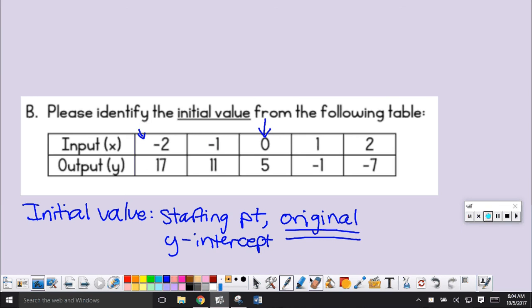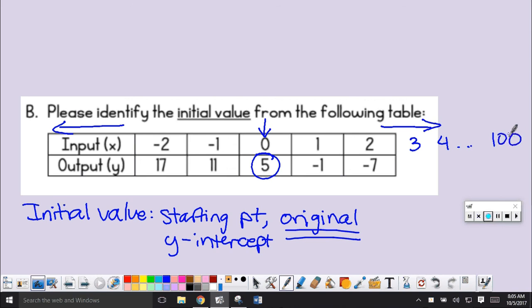So it's not the first thing that you see in the table. It's when x is equal to 0. When x is equal to 0, our y value is 5, so that is our initial value. Remember, our table can decrease any way to the left. It could decrease all the way to negative 1,000 as an x value, and then we could find the output for that x value. Or it could increase all the way to the right with x values of 3, 4, all the way up to 100.